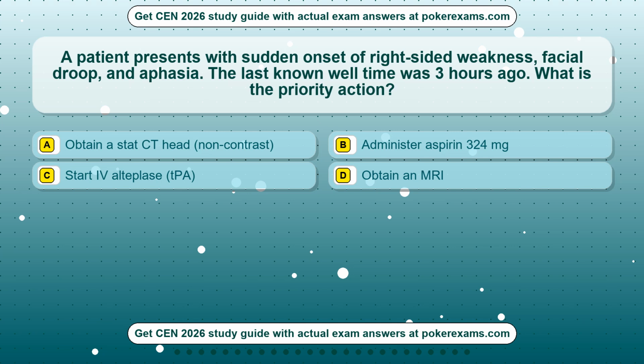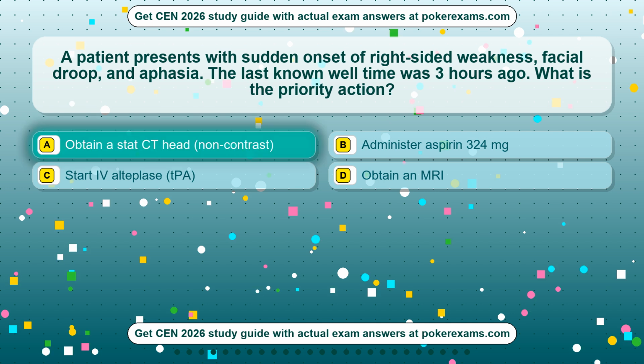Question 1. A patient presents with sudden onset of right-sided weakness, facial droop, and aphasia. The last known well time was 3 hours ago. What is the priority action? Option A. Obtain a stat CT head, non-contrast. Option B. Administer aspirin 324 mg. Option C. Start IV alteplase, TPA. Option D. Obtain an MRI.